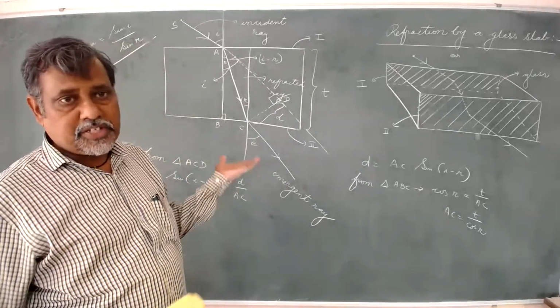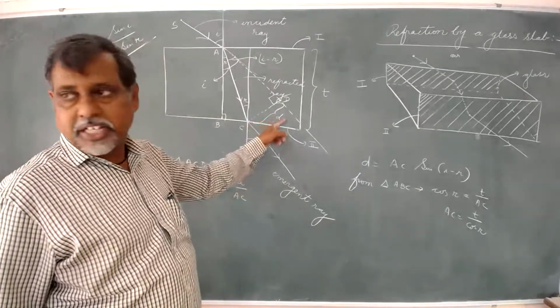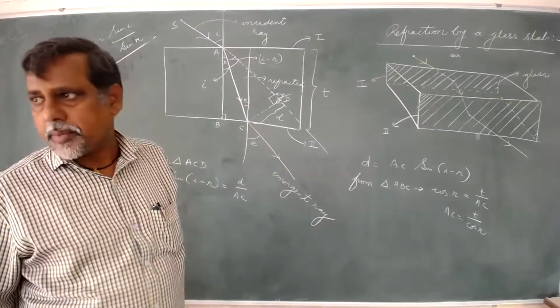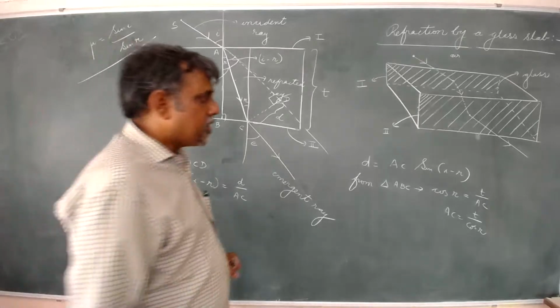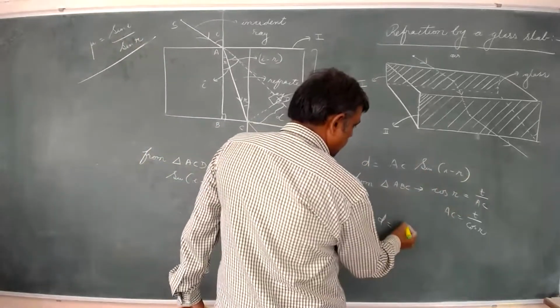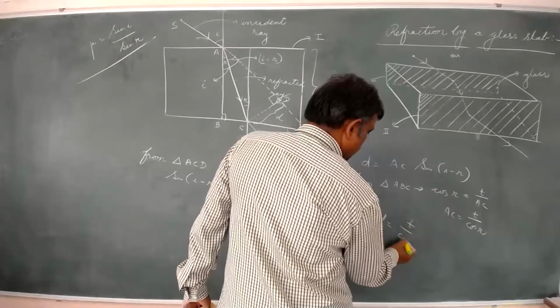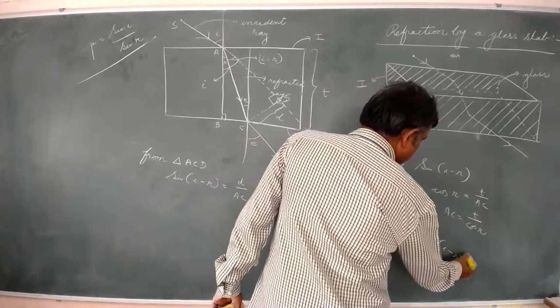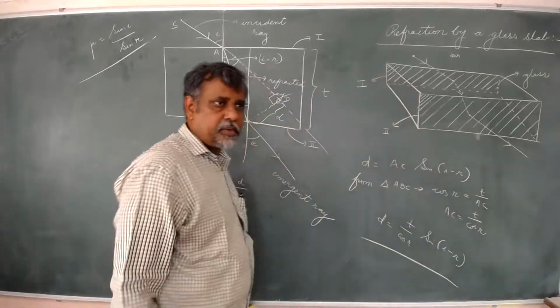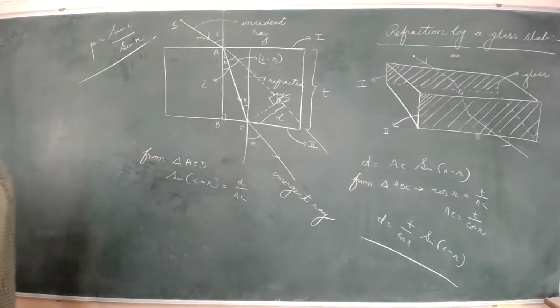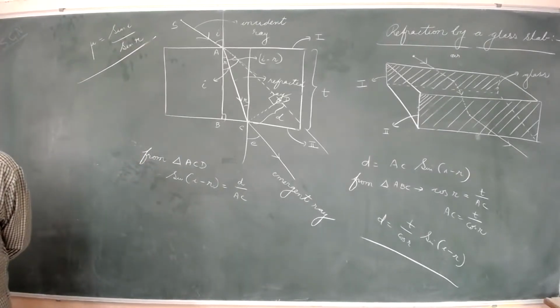T will be given, and the angle of incidence will be given. Using the refractive index, you can calculate the angle R by Snell's law, sin I by sin R. Understood? Now substitute the AC value here. Therefore, lateral deviation is T by cos R into sin (I minus R). That is what the lateral deviation is.